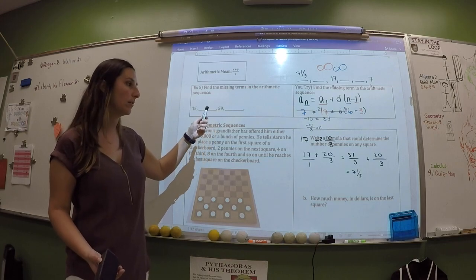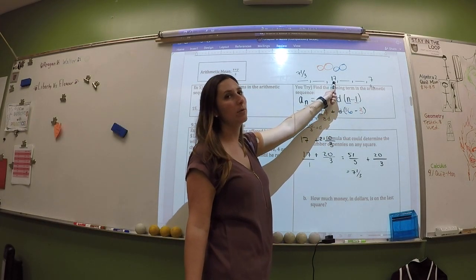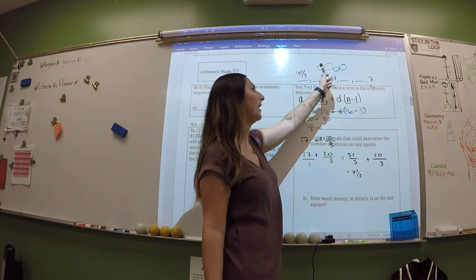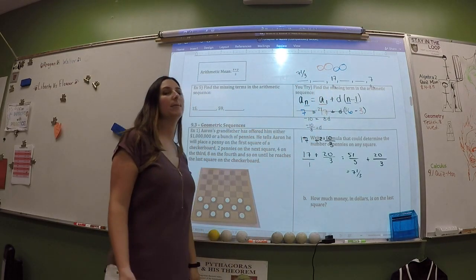Why did I multiply by 2? We were here, and we needed to go back to the first term. So I can't just add 10/3 once, I have to add 10/3 twice to get back to the beginning.